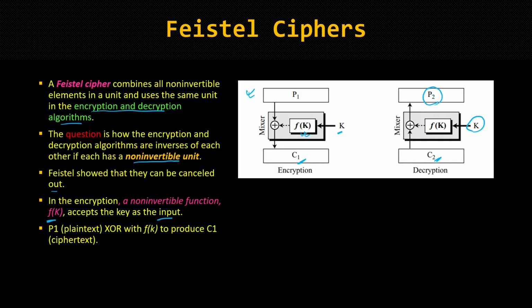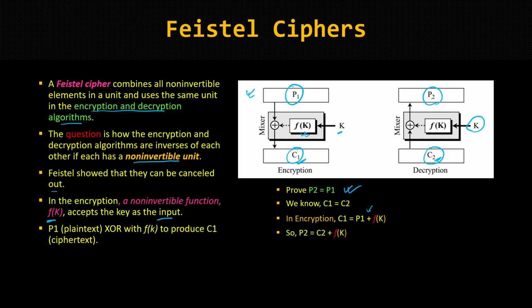So we need to see if this P2 and P1 are the same or not. Feistel showed that despite using this non-invertible component, the end product, or the plain text, will be the same. So we need to prove if P2 is equal to P1 or not. We know that C1 and C2 are the same, right? In the encryption process, we can see that C1 is produced after P1 is XORed with fk. This plus symbol indicates the XOR operation. So from now on, if this plus symbol is given, it will indicate the XOR operation. So C1 equals P1 plus, or XOR, fk.